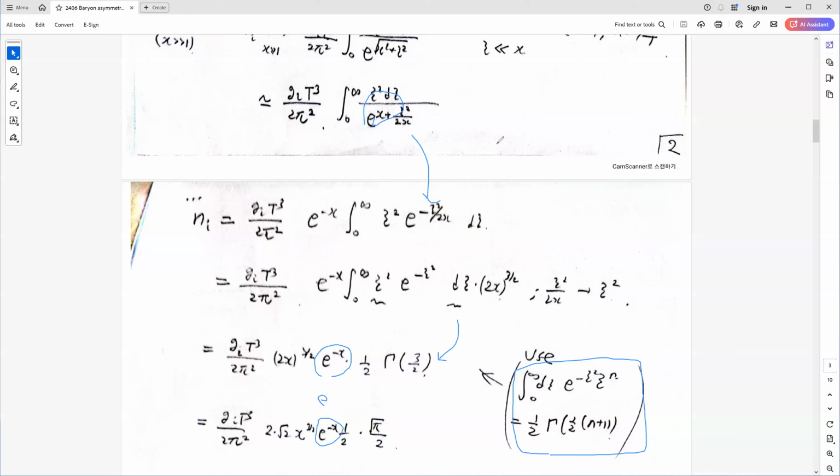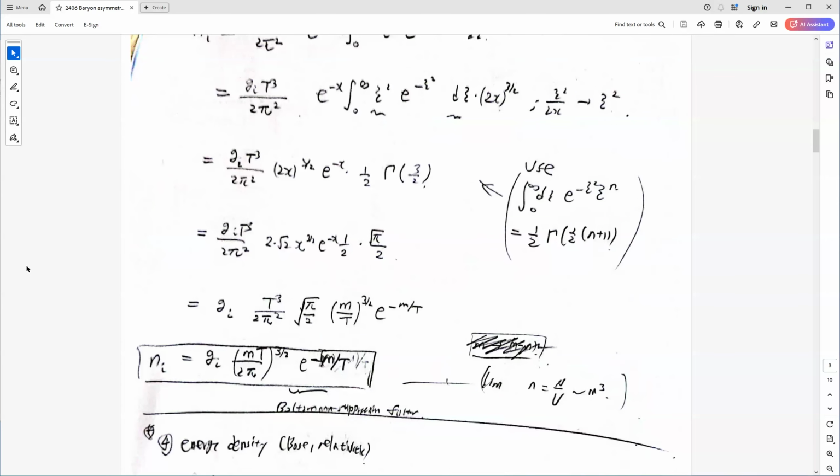So in this case, the statistics follow the Maxwell-Boltzmann statistic, and this exponential gives the Boltzmann suppression factor, which is exponential minus m over T. And there are still the number densities, which are proportional to T to the cube. So the final results are given like this in a non-relativistic case. This number density for the non-relativistic case will be used many times.